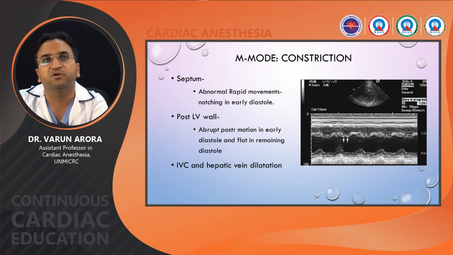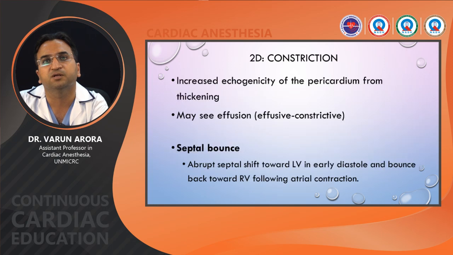Coming to the echo M mode, in constriction the septum shows abnormal rapid movement and notching in early diastole, and the posterior LV wall shows abrupt posterior motion in early diastole and flattening in the remaining diastole. IVC and hepatic vein dilation can be seen on echo M mode. In 2D echo, there is increased echogenicity of the pericardium from thickening, and one may see effusion in the case of effusive constrictive pericarditis. There is a septal bounce: abrupt septal shift towards the left ventricle in early diastole and bounce back towards the right ventricle following atrial contraction.